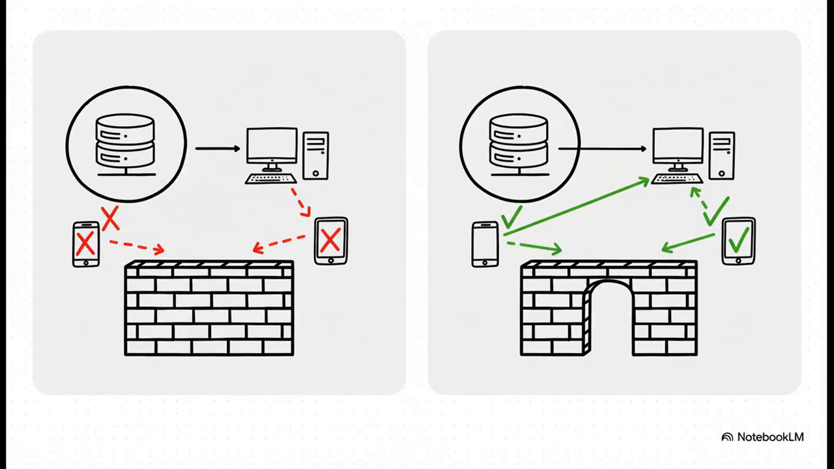So why did we even bother messing with a firewall? Well, this really spells it out. Before we added that rule, it was a one-way street. Only your PC could talk to the server. But after we made that change, any device on your network can connect.